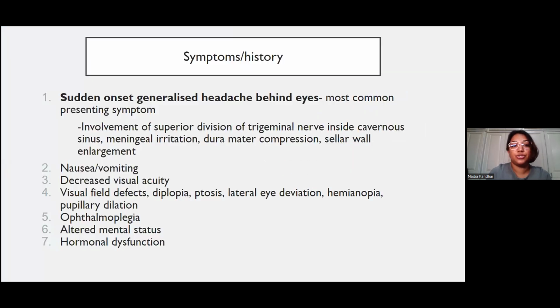In our symptoms or history, the most common presenting symptom of pituitary apoplexy is a sudden onset generalized headache behind the eyes, and this is from involvement of the superior division of the trigeminal nerve inside the cavernous sinus, as well as diaphragmatic compression, meningeal irritation, or sellar wall enlargement. There's also nausea or vomiting. Patients can present with decreased visual acuity, visual field defects, ptosis, diplopia, hemianopia, pupillary dilatation, lateral eye deviation, ophthalmoplegia, altered mental status, and hormonal dysfunction.